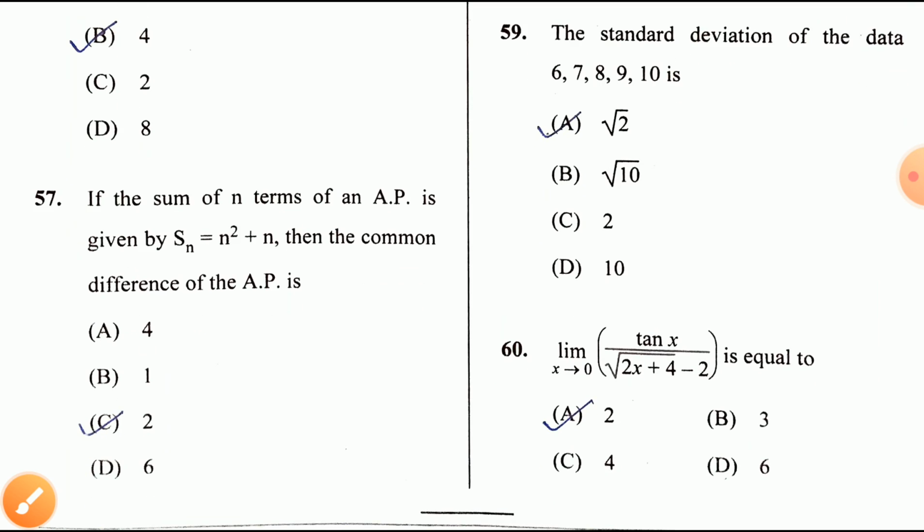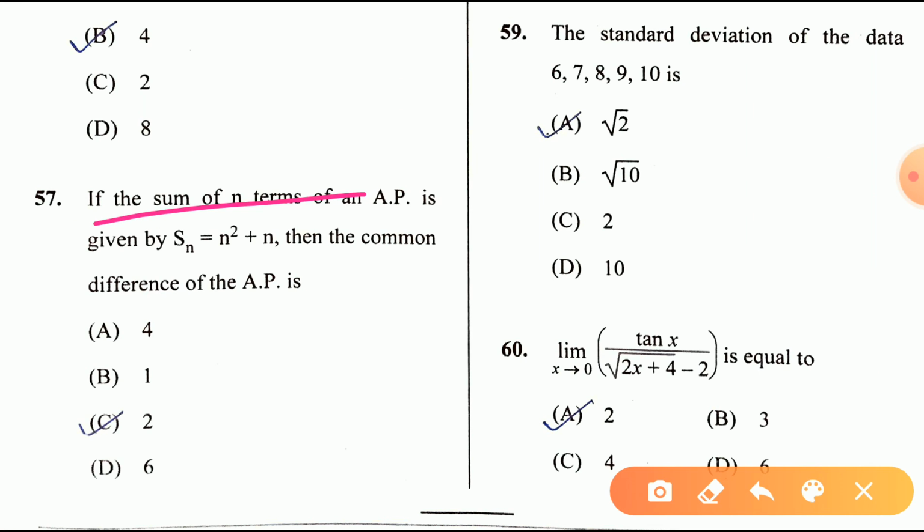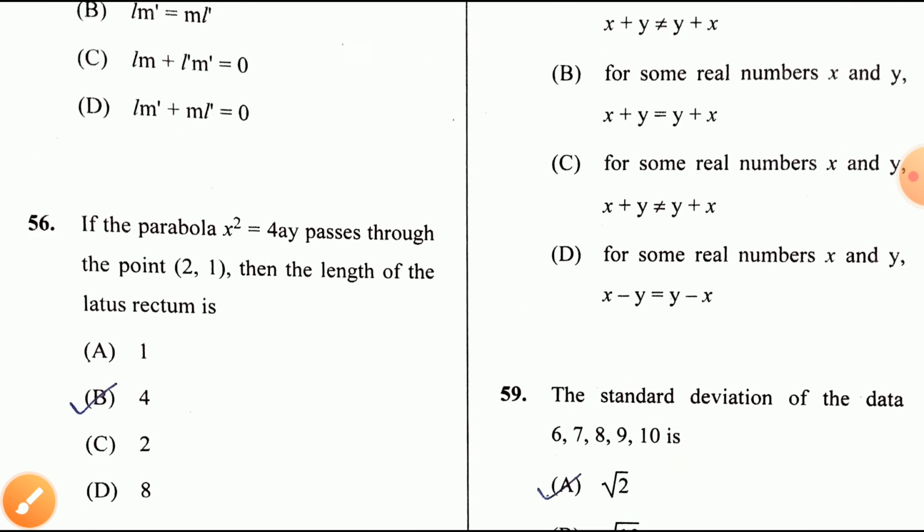Next question number 57. The sum of the terms of an AP is given Sn is equal to n square plus n. Then the common difference of the AP is, first we have to find first term and second term by using sum of the terms of an AP. Then after simplification we get A1 and A2 or T1 and T2. Then T2 minus T1 is equal to or A2 minus A1 is equal to 2. Okay, this is question number 57.